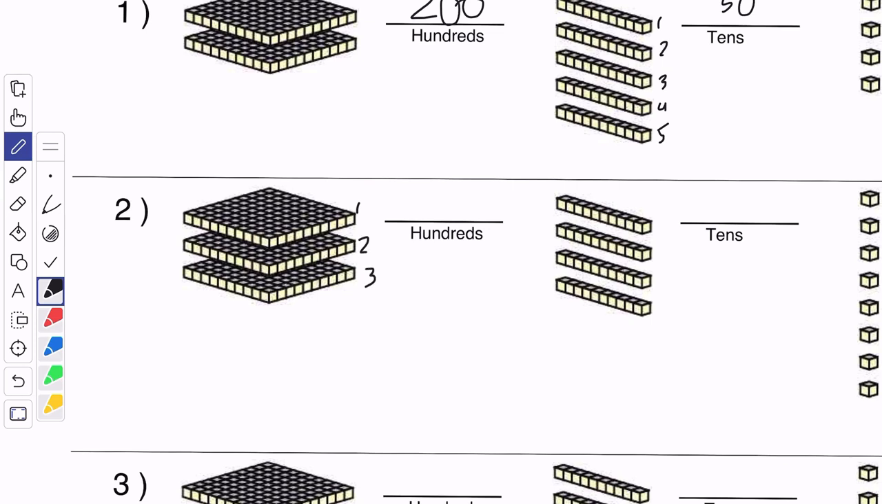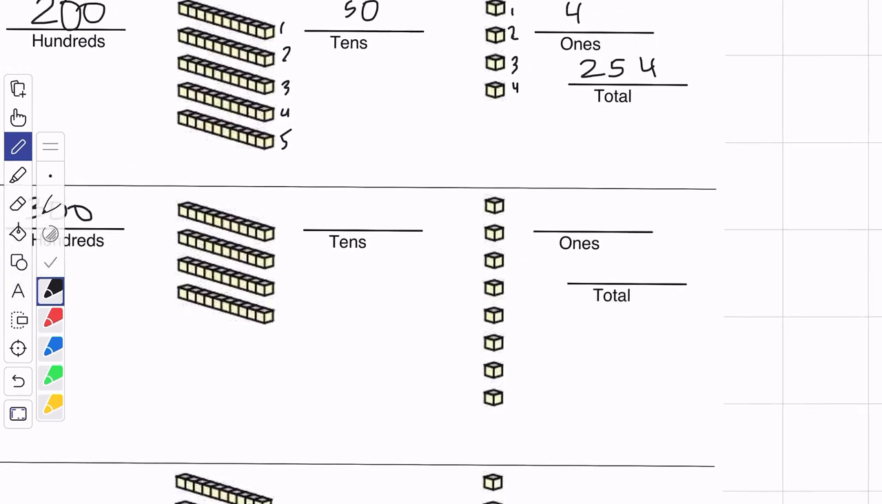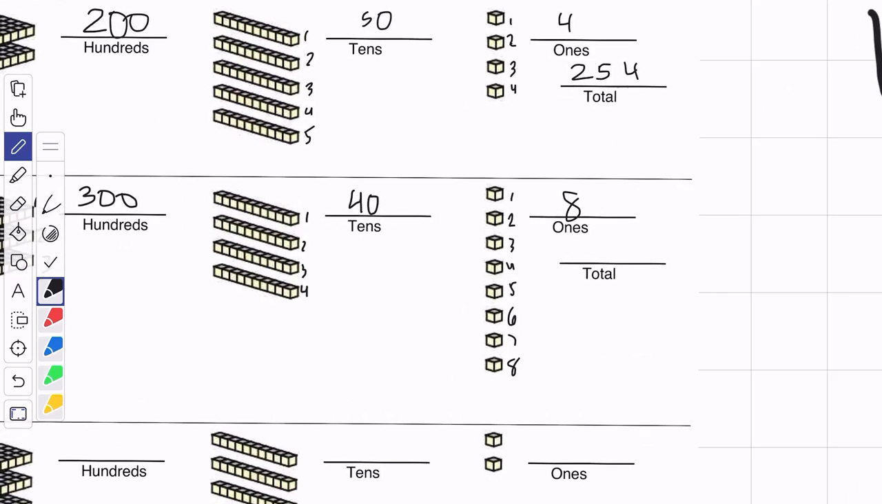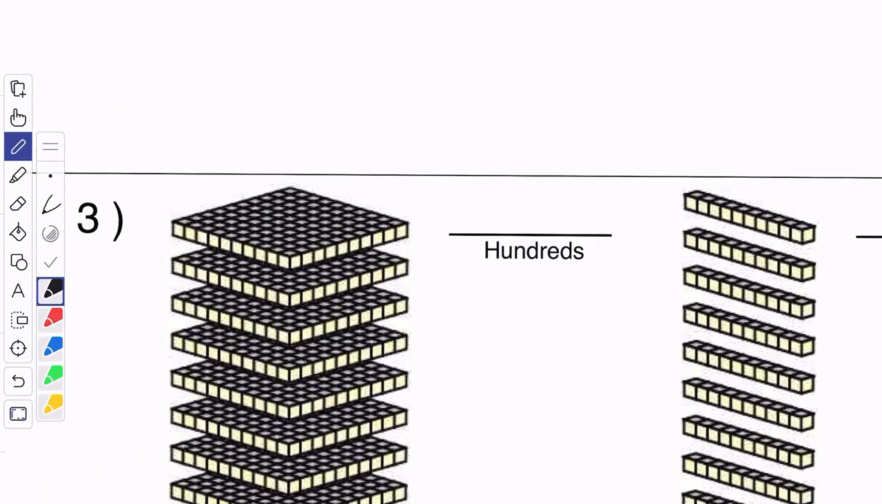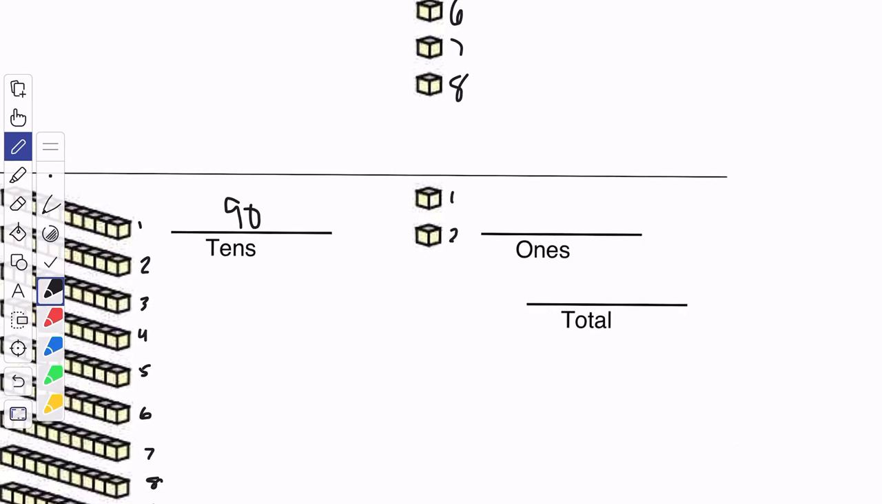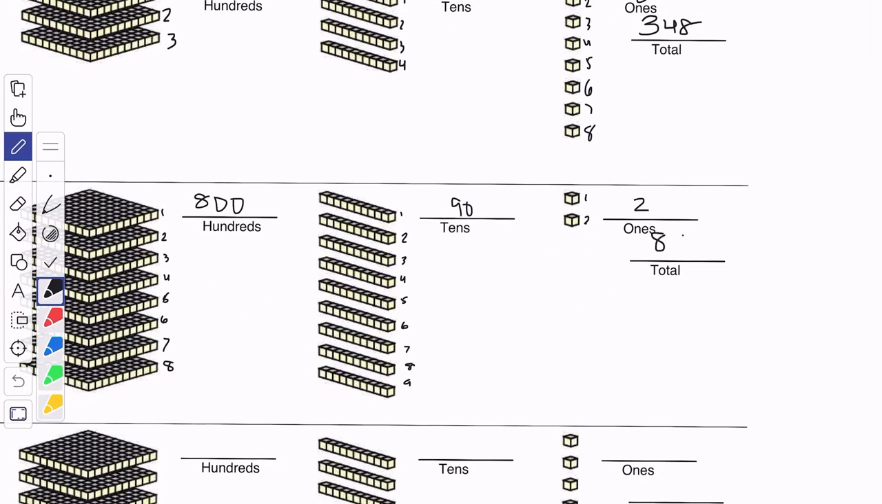Here we have 300 blocks, so that's going to be 300. We have 10 blocks, that's going to be 40. And we have 1, 2, 3, 4, 5, 6, 7, 8 one blocks, so that's just going to be 8. And our total is 348. For this one, we have 800 blocks. That's going to be 800. We have 9 tens. That's going to be 90. And we have 12 little blocks. So in total, we have 892.